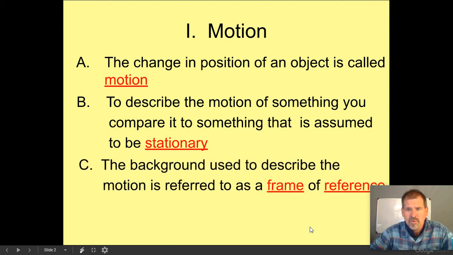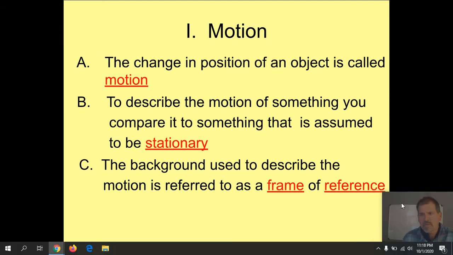Right? The background we use to describe the motion is referred to as the frame of reference. So the frame of reference is how you know that something is moving. If you just imagine a white background, and a rocket ship, and that rocket ship was moving across that white background. Well, how do we know that rocket ship is moving?